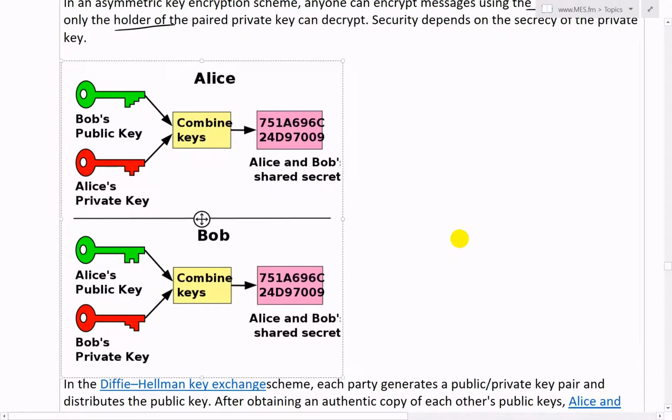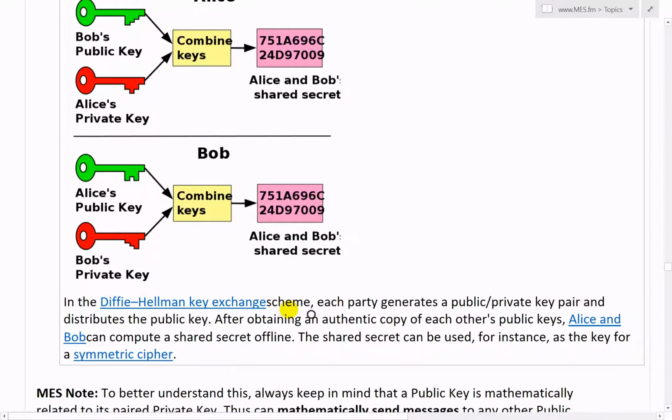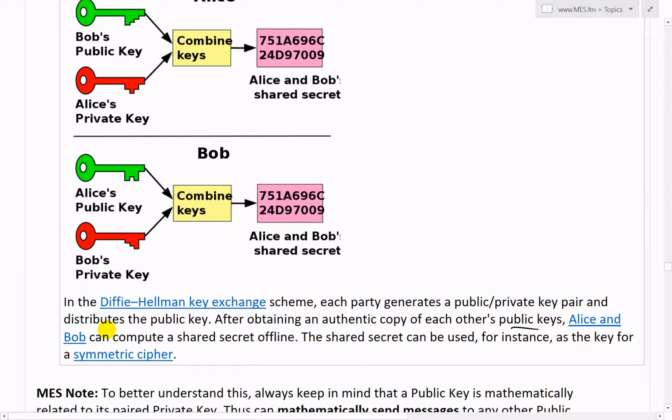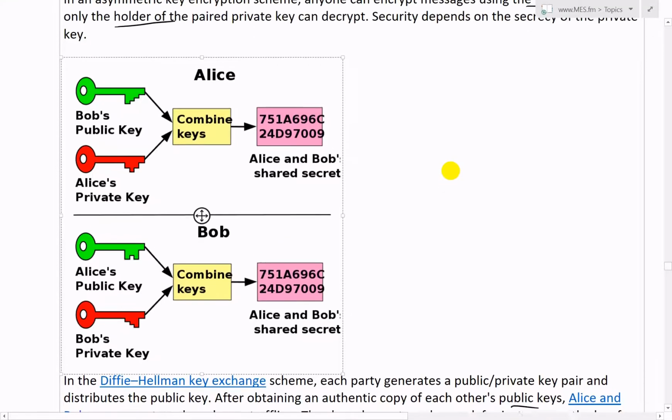Security depends on the secrecy of the private key. So here is an example again of that Diffie-Hellman key exchange scheme, and I'll move this over. Each party generates a public-private key pair and distributes the public key after obtaining an authentic copy of each other's public key. So we both get the public ones. Alice and Bob can compute a shared secret offline. The shared secret can be used, for instance, as the key for a symmetric cipher.